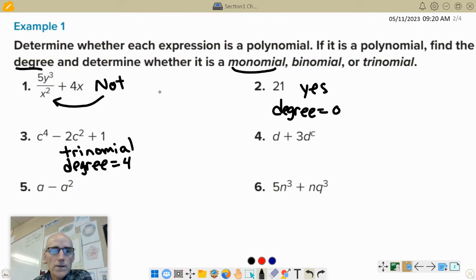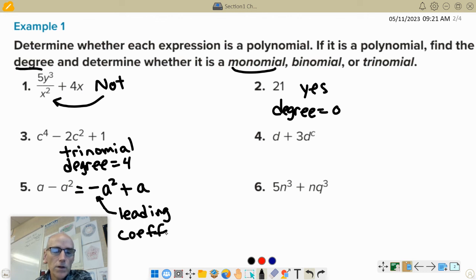And let's see, what else does it want me to do? I mean, this one, by the way, is not in standard form. I would write down negative a squared plus a. It doesn't ask for the leading coefficient, but if it did ask for the leading coefficient, once you have it in standard form, you take the coefficient that's in front of your first term, and the leading coefficient is equal to, add this to your notes, please, the leading coefficient is -1 on that one.